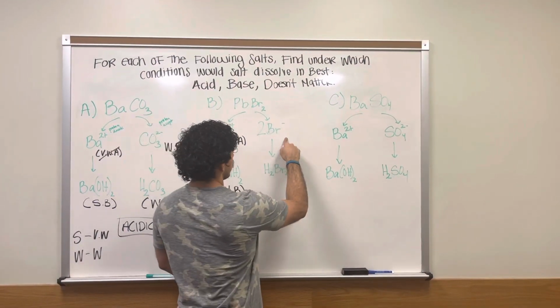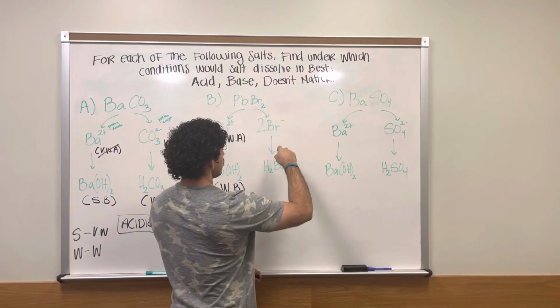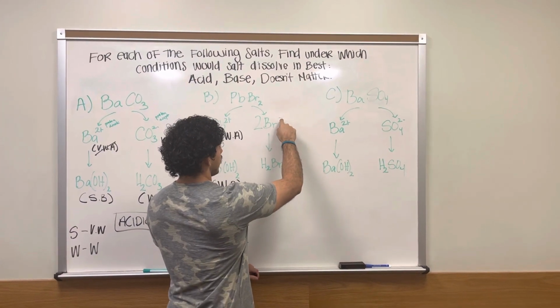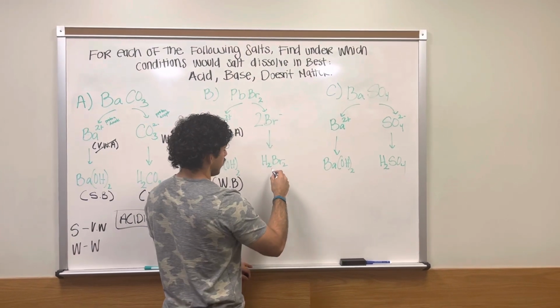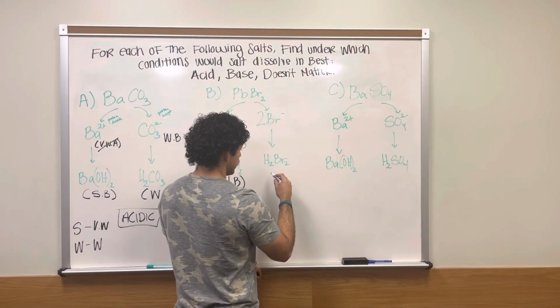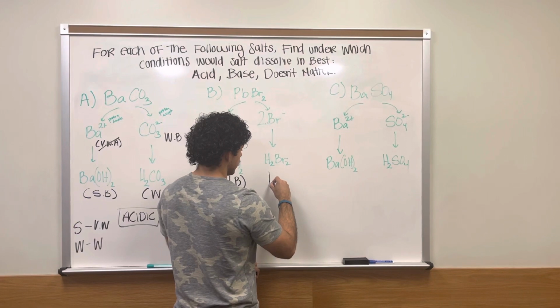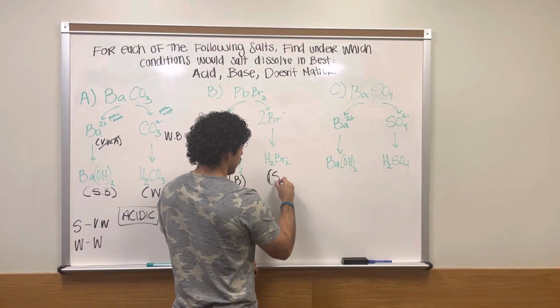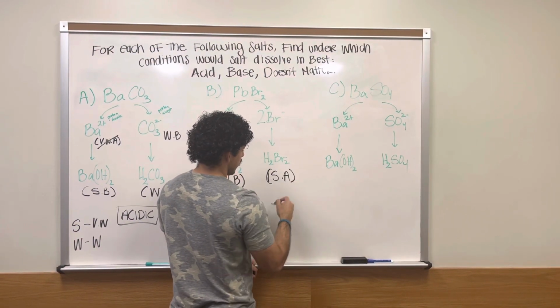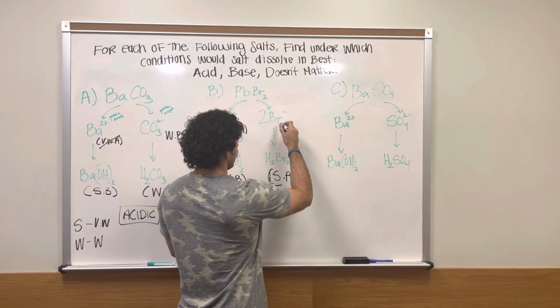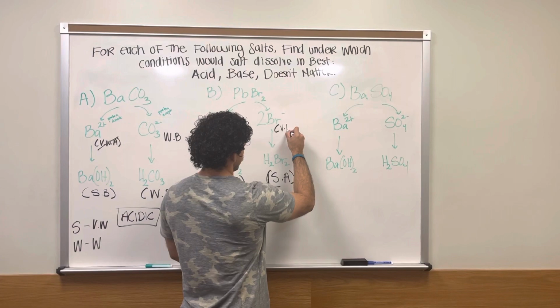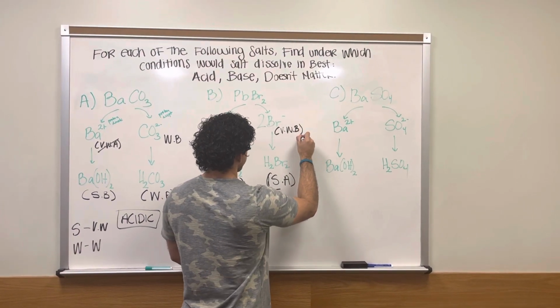And going over to the bromide ion, we see that it can accept some protons. So its conjugate pair is going to be hydrobromic acid. And then hydrobromic acid is a strong acid. Knowing that this conjugate pair is a strong acid means that the bromide ion is a very weak base.